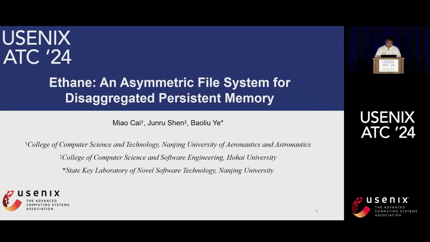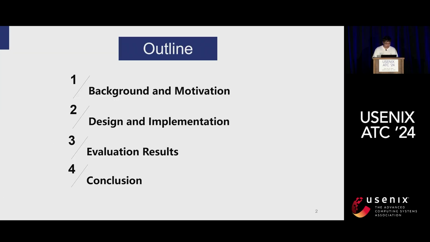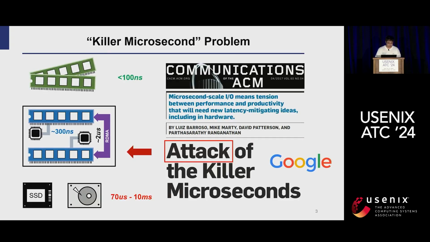Hello everyone, I'm glad to present our work Ethane, an asymmetric file system for disaggregated persistent memory. Our presentation includes 4 parts. First, we would like to introduce the background and the motivation of our work. Then we describe the Ethane's detailed design and implementation. We show the evaluation results in the third part. Finally, we give a conclusion.